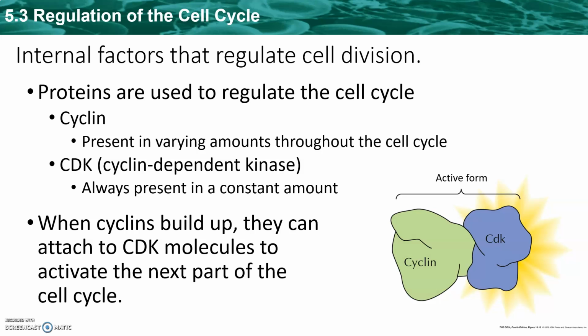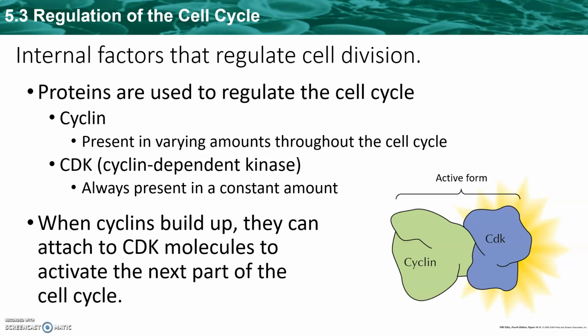So we're going to begin by talking about internal factors that regulate cell division. These are going to be proteins inside of the cell, and there are two categories of proteins that both work together to regulate the cell cycle. One is called cyclin, and the reason it's called cyclin is because it is produced throughout the cell cycle, so it's constantly building up, and then it gets degraded as it's being used. So there's a cycle of buildup and then degradation, and that's where the name cyclin comes from. It's always present in those varying amounts.